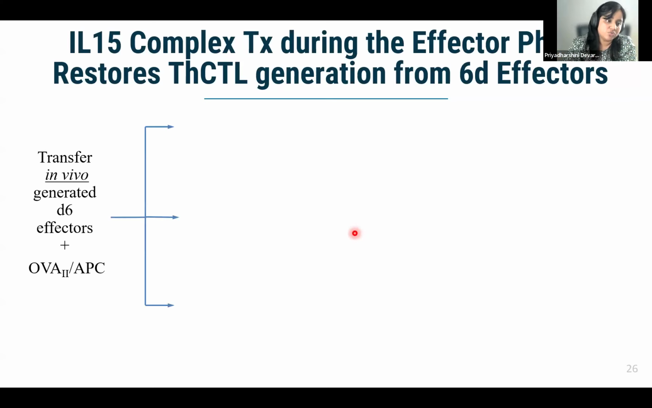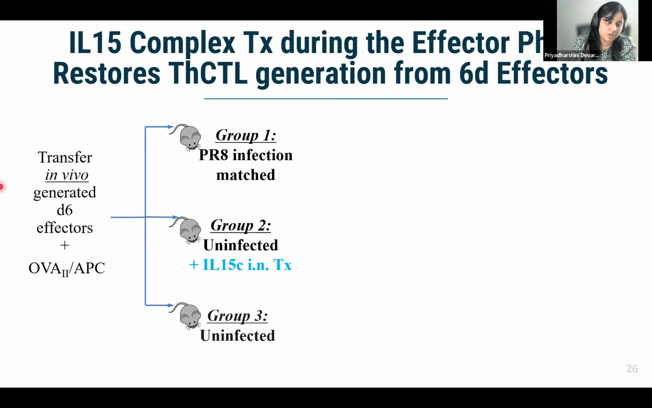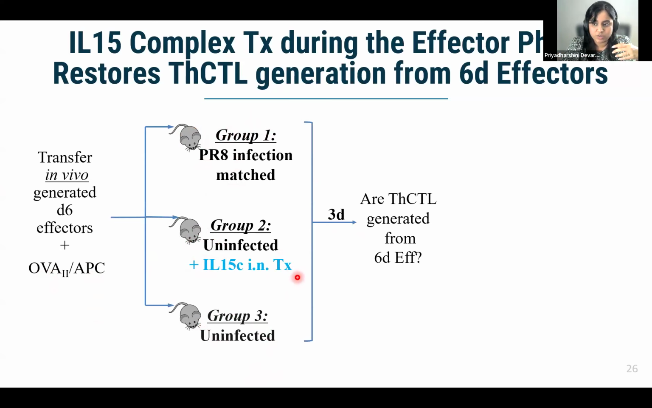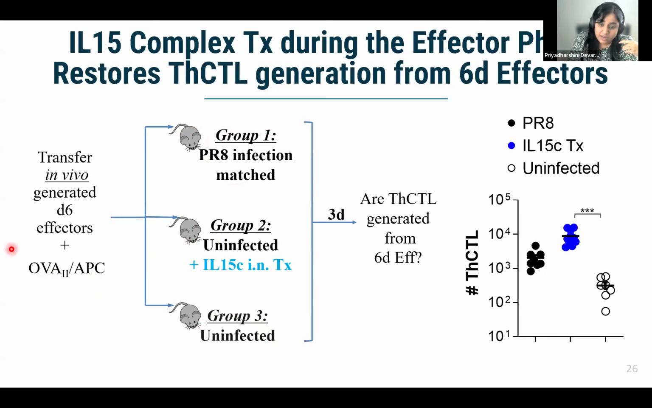And so we transferred 6-day effectors along with antigen-APC into our positive controls, which was our infection-matched mice, into our negative controls, uninfected mice, or we transferred them to mice and treated these mice with IL-15 complexes intranasally. And asked if TH CTL were generated from the 6-day effectors. And the answer was yes. As long as there was antigen presentation in the lungs after 6 days, and as long as there was IL-15 being presented to these effectors, we could generate cytotoxic CD4 T cells from 6-day effectors.